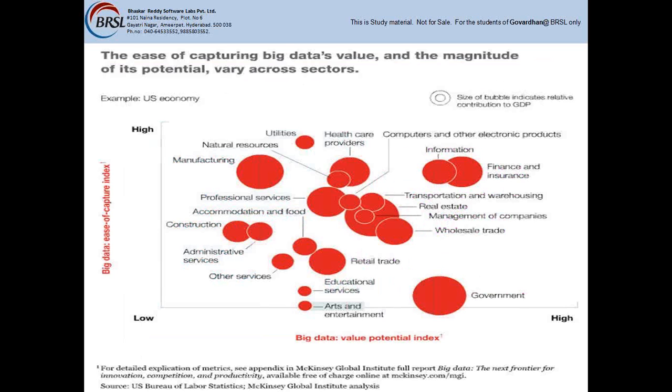This is a bubble chart showing the GDP contribution of different industries. You have manufacturing, professional services, accommodation and food, construction, administrative services, other services, government, finance and insurance, transportation, warehousing. A lot of companies are there. How much are they contributing to the growth of a country? That is what the GDP metric tells us. This is taken from the US economy, but any other country is the same. This is a study conducted by the McKinsey Global Institute, and that's the full report.